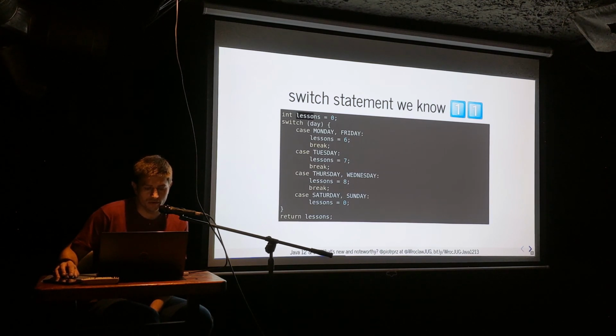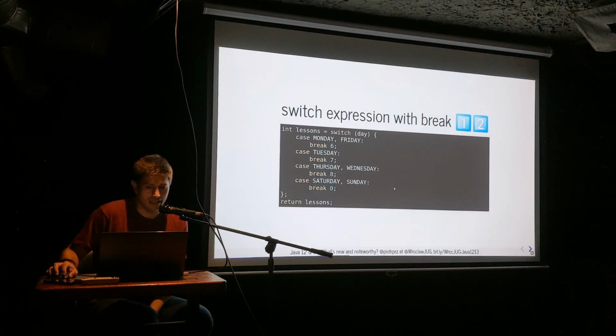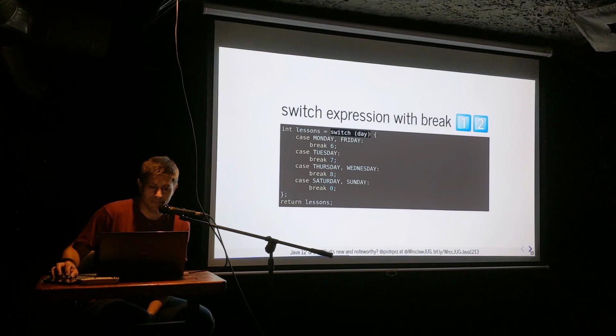So we set this value, the value is declared here, we can overwrite it in here, and then we return the lessons. And switch expressions with break in Java 12 work this way. So still we are switching over the day, but we assign the value instantly to these lessons. And in case of Monday or Friday, we break with 6. For Tuesday, we break with 7, 8, and then we break with 0. So this is how they might look like in Java 12.